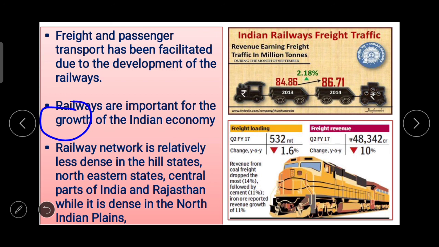जैसे मुंबई में अभी बहुत सारे बच्चे ऐसे हैं कि आप किसी और स्टेट से यहाँ मम्मी पापा काम के लिए आए हैं, फिर हम पढ़ रहे हैं यहाँ पर सब मिलके, लेकिन जब छुट्टियों में हमारे गांव जाना पड़ता है, तो हम रेलवे को ही प्रेफर करते हैं. Indian Railways freight traffic, revenue earning freight traffic in million tons. So, here you can see.